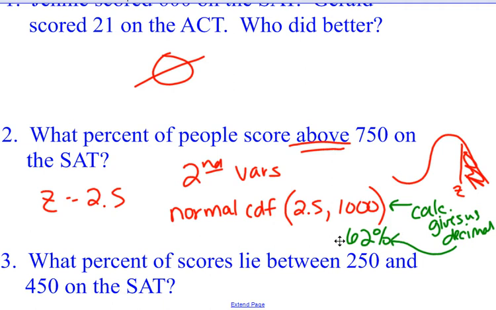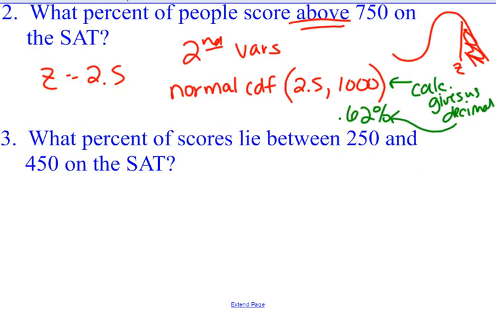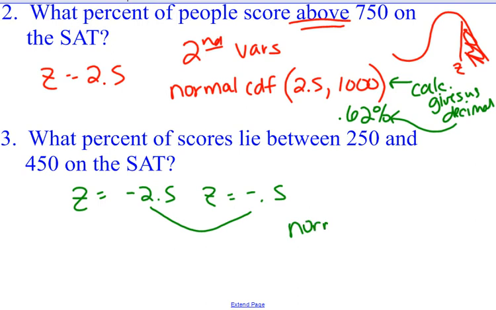Now, number 3 on our calculator, we had a z-score. We had our z-scores. We had one that was negative 2.5 and the other one was negative 0.5. So those are our limits. We're looking for the shaded area between those two spots. So we're going to do our second vars again. We're going to do normal CDF, and then we're going to go negative 2.5 to negative 0.5.